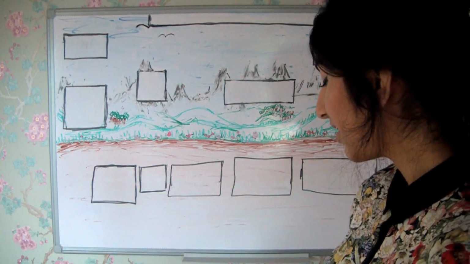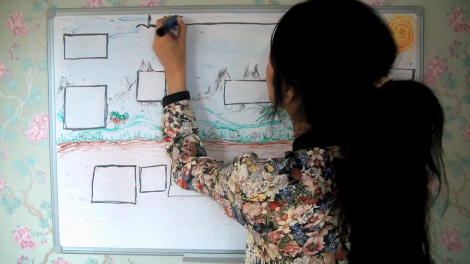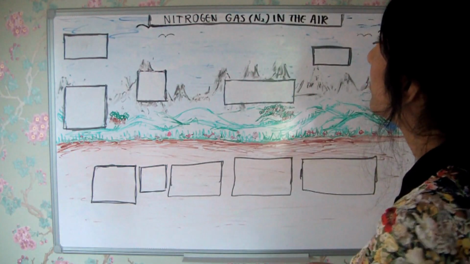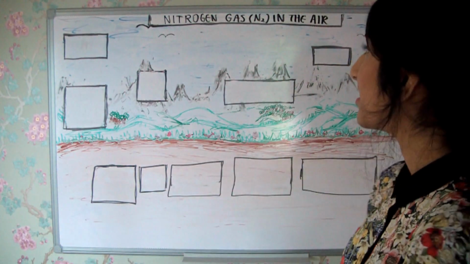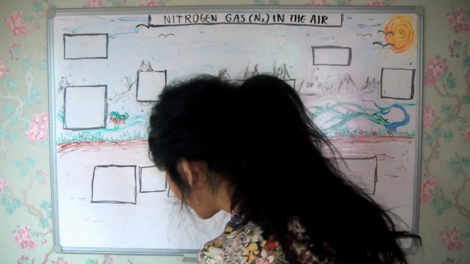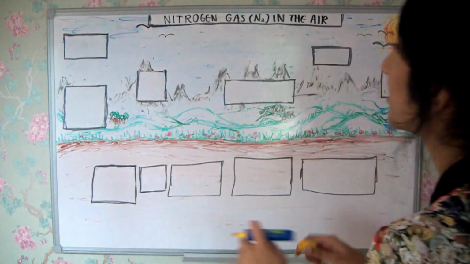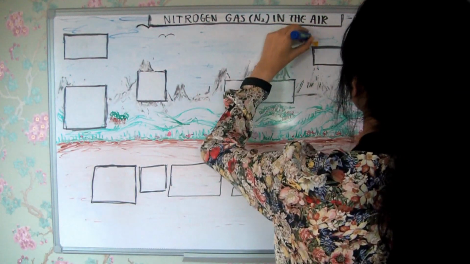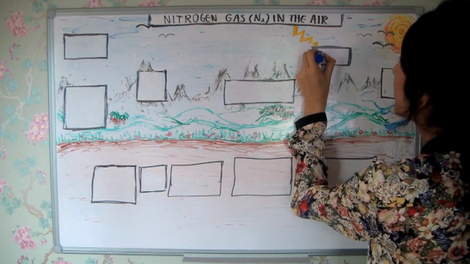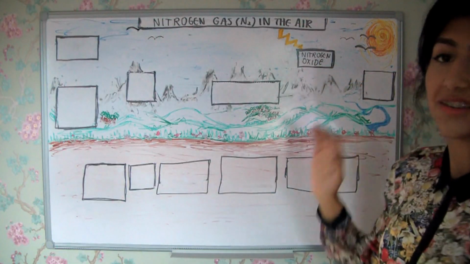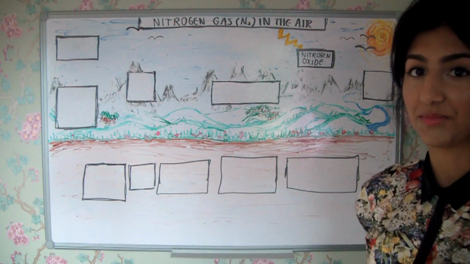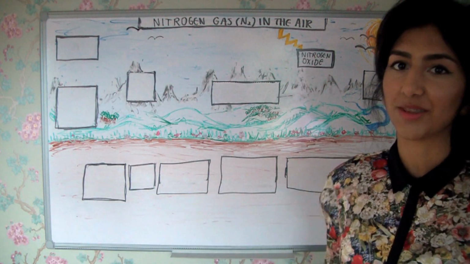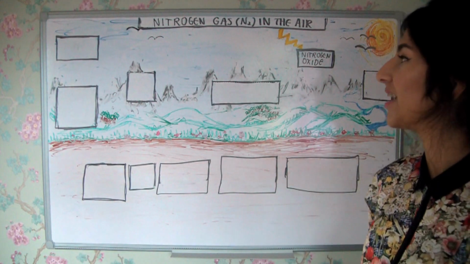Okay, so you start off with nitrogen gas in the air. Now nitrogen gas is really unreactive, but when you have lightning, it provides enough energy to make the nitrogen react with oxygen to give you nitrogen oxide. So you get nitrogen oxide, which I know is kind of easy to remember because obviously if nitrogen is reacting with oxygen in the air, you're going to get nitrogen oxide.